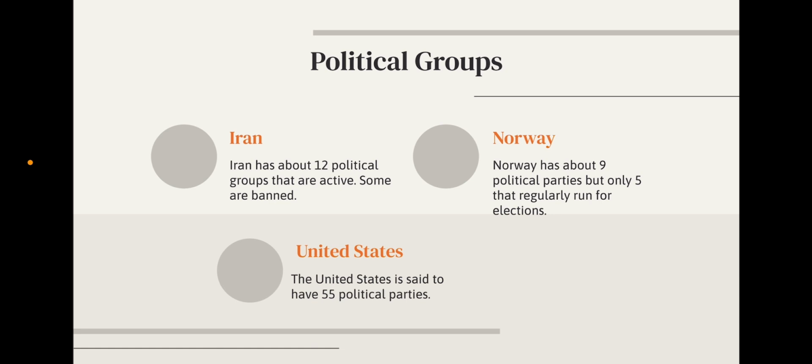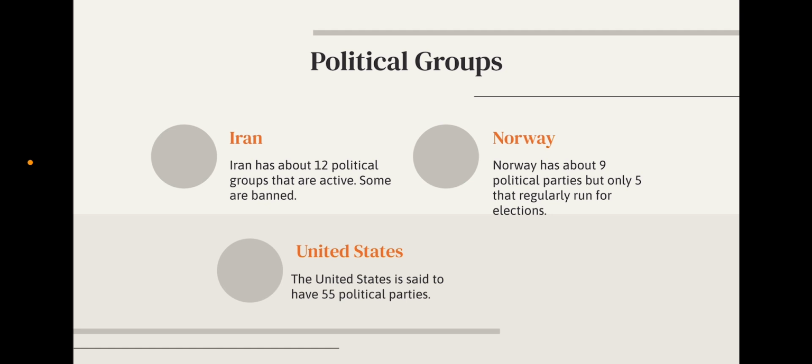Then for political groups, Iran has 12 political groups that are active, but a lot of them get banned, as I mentioned earlier. A lot are disbanded because if they don't agree with what the current government is saying, then they will not be allowed to speak their minds. So there are a lot of political parties.